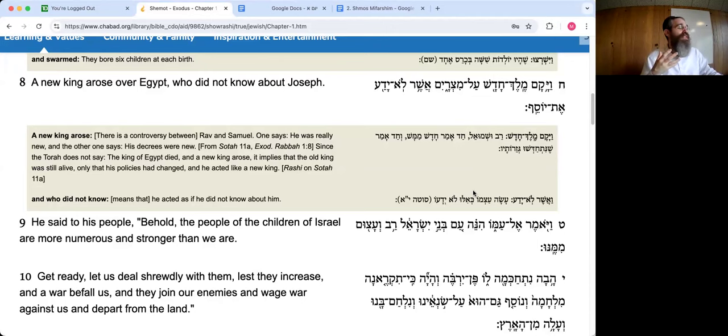What does it mean, he didn't know Joseph? But how could you not know Joseph? It's impossible for the next generation not to know Joseph. So Rashi says, who did not know Joseph means that he acted as if he did not know about him. It can't be that he didn't know Joseph. He acted as if he didn't know Joseph. So there's all kinds of interpretations.